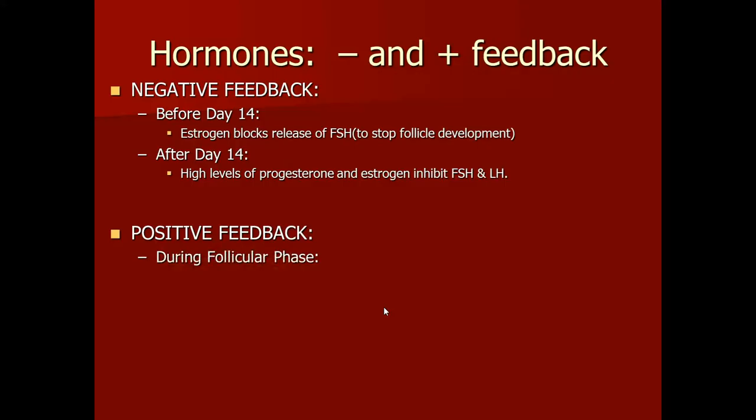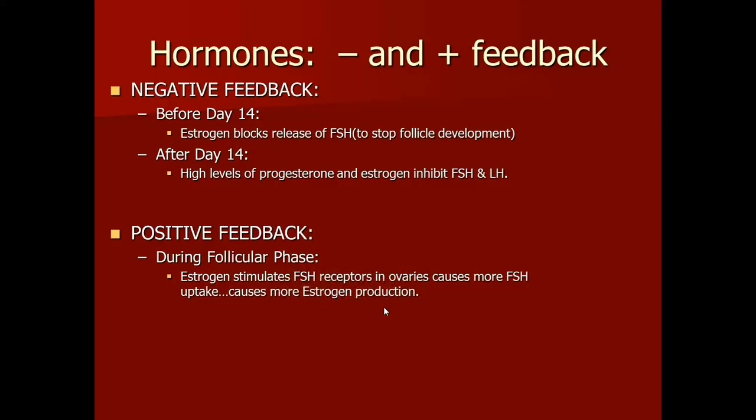Positive means further stimulation. During the follicular phase, pay close attention to this one. You can stop and go back and take a look at the graph. Estrogen stimulates FSH to cause more FSH production, especially in the beginning of the follicle stage, which then causes more production of estrogen. So high levels of estrogen in the end cause more estrogen to be produced, because it stimulates FSH, which causes more estrogen production. So that's a positive feedback.